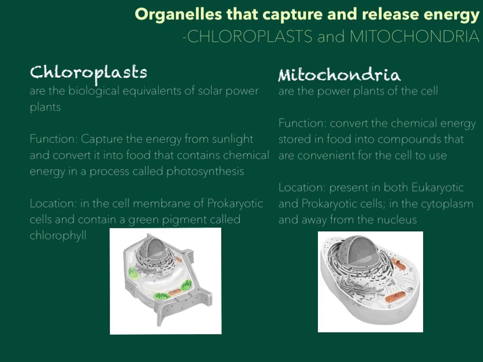Organelles that capture and release energy: chloroplasts and mitochondria. Chloroplasts are the biological equivalents of solar power plants. Their function is to capture the energy from sunlight and then convert it into food that contains chemical energy in a process called photosynthesis. They are located in the cell membrane of prokaryotic cells and contain a green pigment called chlorophyll, as shown in the picture below.